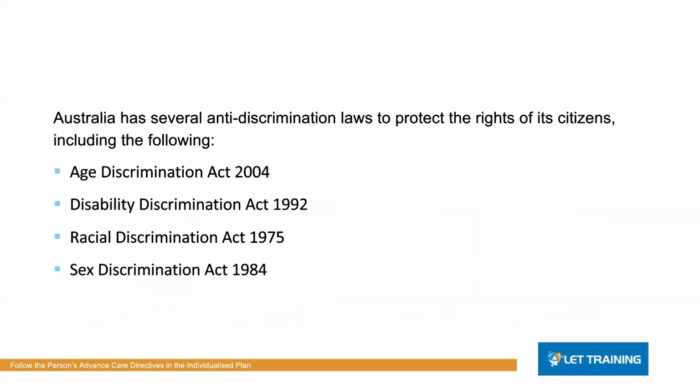Australia has several anti-discrimination laws to protect the rights of its citizens, including the Age Discrimination Act of 2004. This legislation aims to protect people from age discrimination in employment, accessing goods and services, education, and implementing Commonwealth laws and programs.